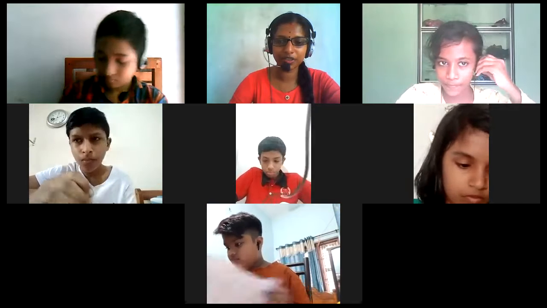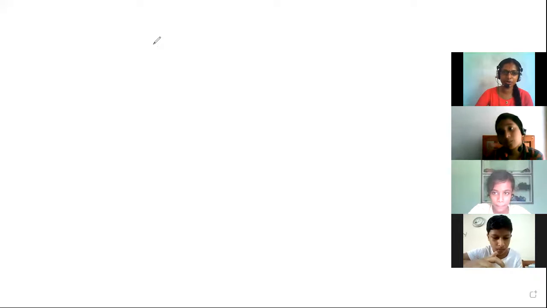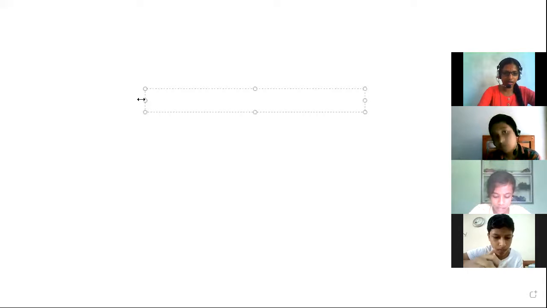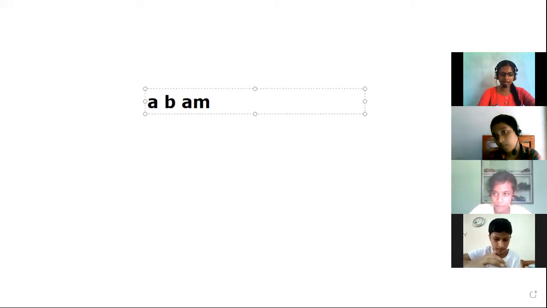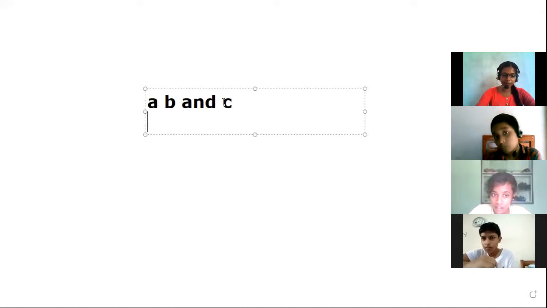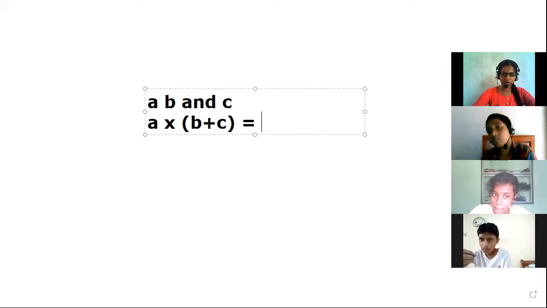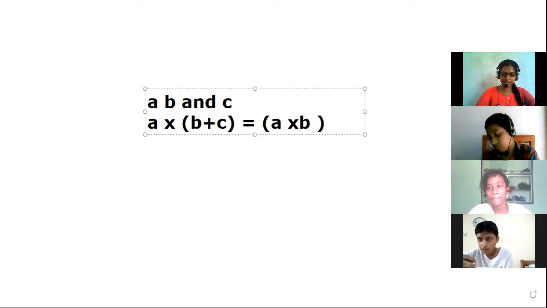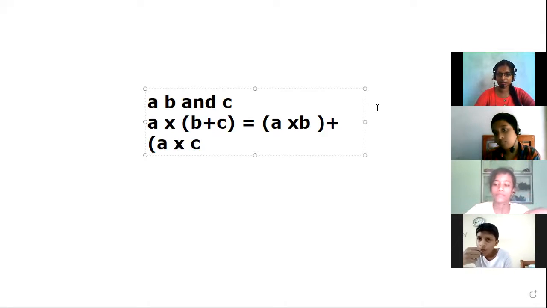What is distributivity? If A, B and C are any three rational numbers, then according to distributivity, A into B plus C is equal to A into B plus A into C. Is it? Do you have any doubt?